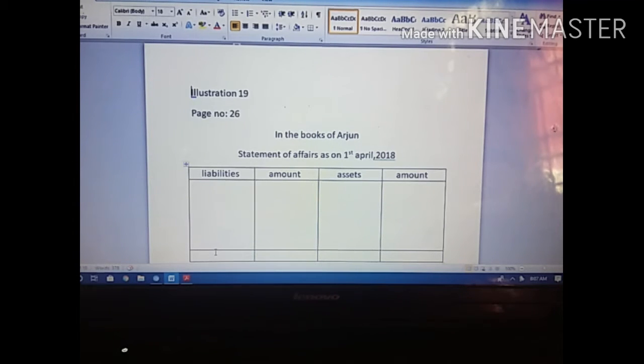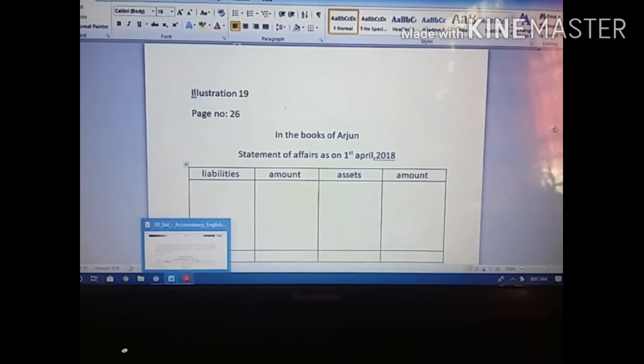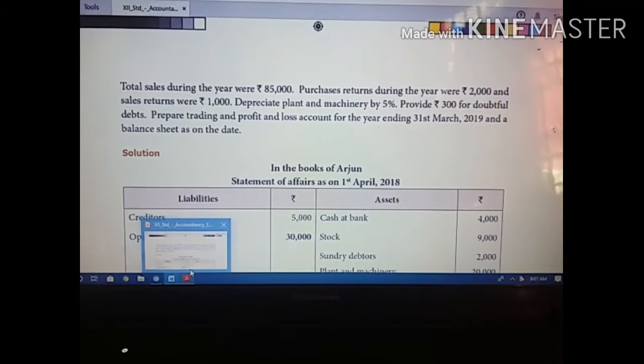So now I'm going to prepare illustration 19. This is the book of Arjun. Likewise you have to write the statement of affairs we are going to prepare. What is the statement of affairs? In the statement of affairs we are going to find out the capital, the opening capital. So if you are going to find out the opening capital, then we have to use the opening information.